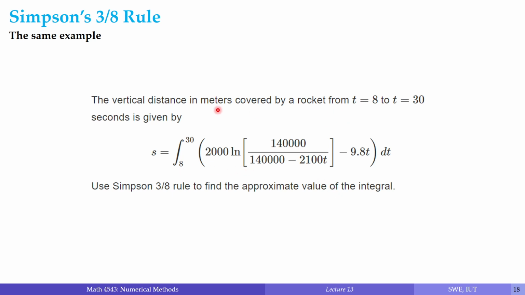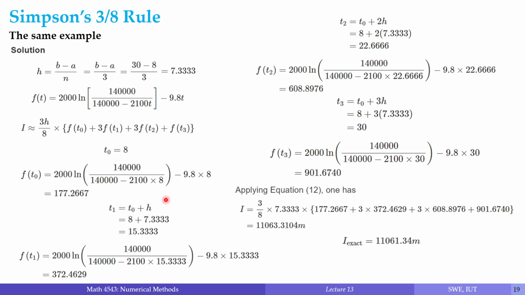We're trying to calculate the distance covered by a rocket from time t equals 8 seconds to time t equals 30 seconds. So this whole thing is the integral of this velocity function over here. This time we'll use the Simpson's 3 by 8 rule in order to approximate the integral. Fine, let's see how we can do that. Understand that this is a non-composite version. We'll of course talk about the multi-segment version of the Simpson's 3 by 8 rule as well. Let's do the non-composite version at first.